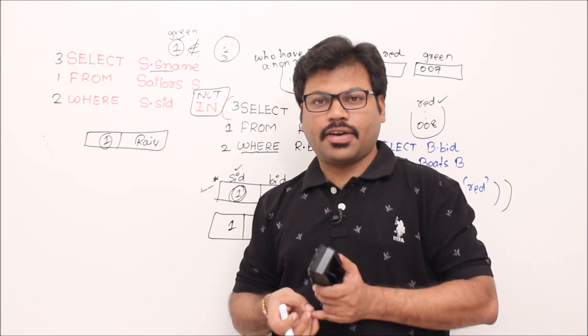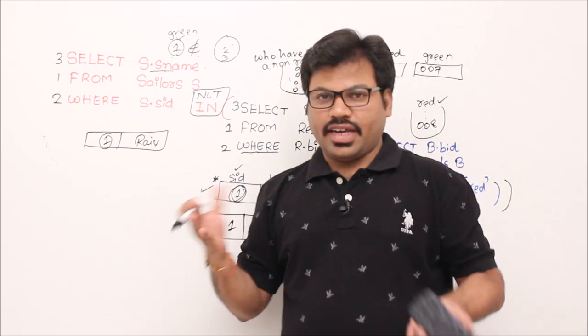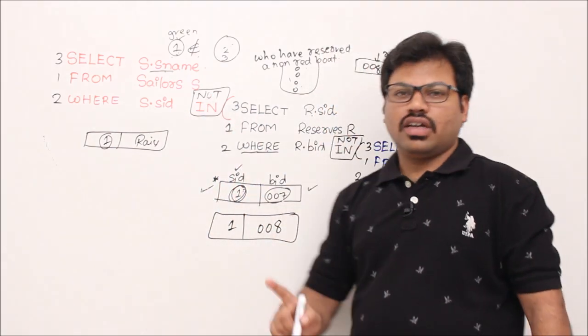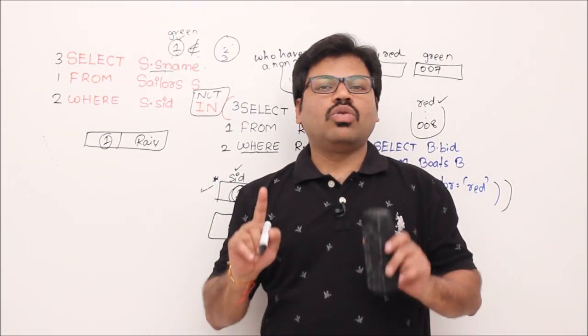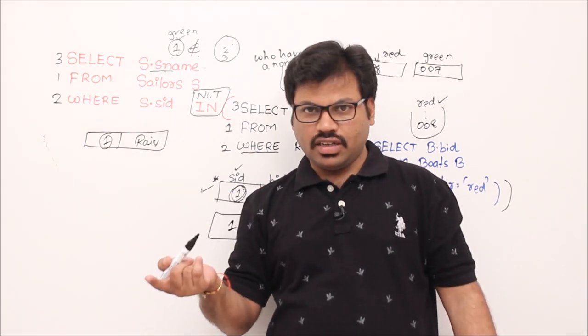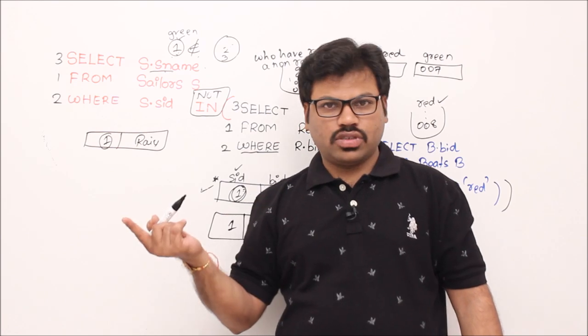Try to understand. Okay, now let me summarize it. The output of this query, especially not in, is the collection of sailor names who have not reserved anything at all. Otherwise, if they reserved anything, then they reserved only red boards. That's it.